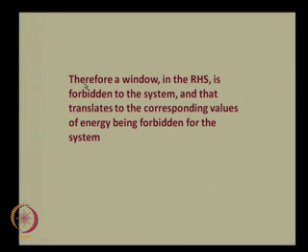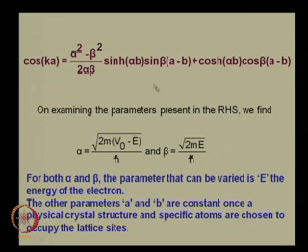Therefore, in other words, a window in the RHS is forbidden to the system, and that translates to corresponding values of energy being forbidden for the system, okay. So there are specific values of energy that we can try on this right hand side, because that is the only real variable that we have on the right hand side. We can try values of energy which will give us values that are inconsistent with the requirement of the left hand side that it be between plus or minus 1. So this is the conclusion that we were interested in, this is the information that we were interested in.